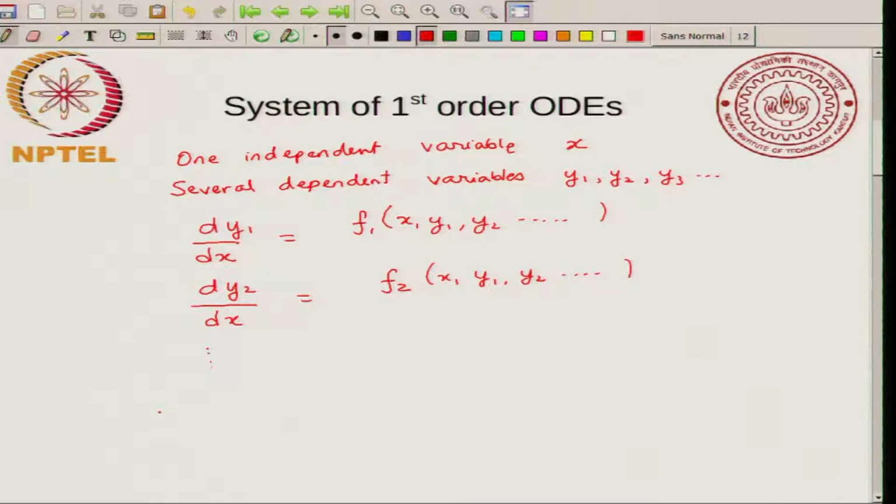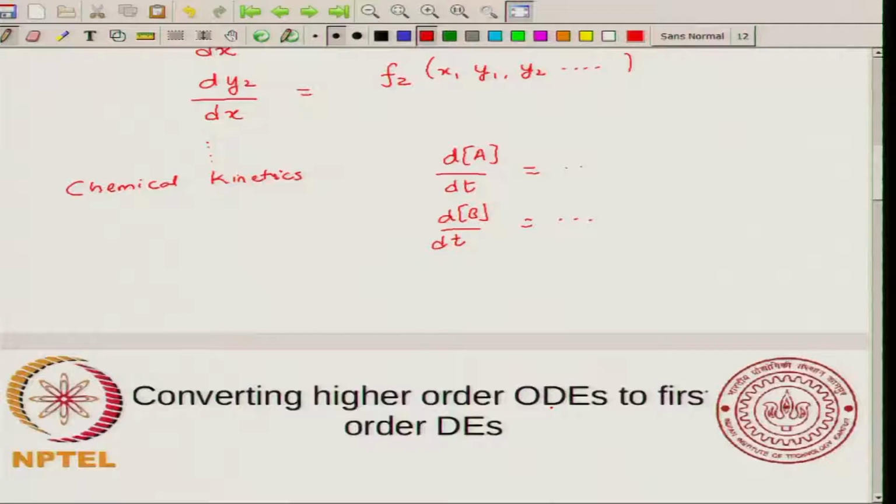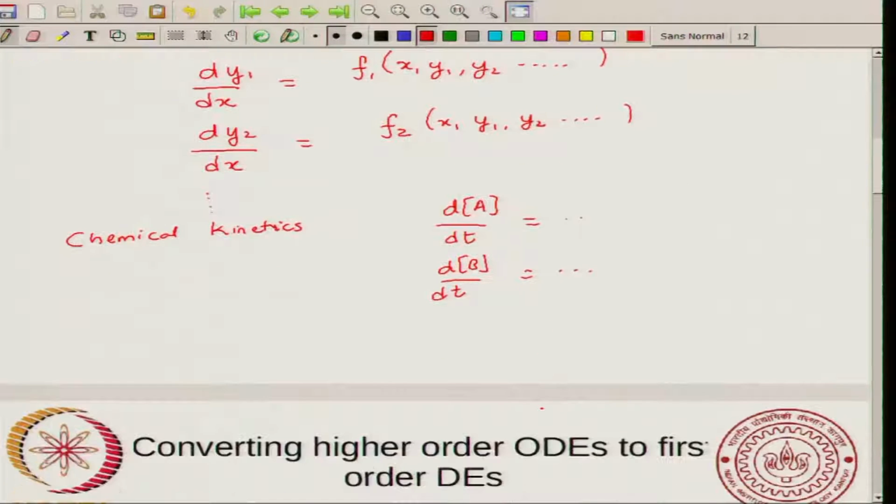This is something that we encounter very often. You might remember your chemical kinetics. In chemical kinetics, we often have something like dA by dt is equal to something, then you have dB by dt equal to something, and so on. So, we often encounter such systems of first order differential equations, especially in chemical kinetics, but also in several other areas. Now, we will look at a particular class of equations called linear first order differential equations.